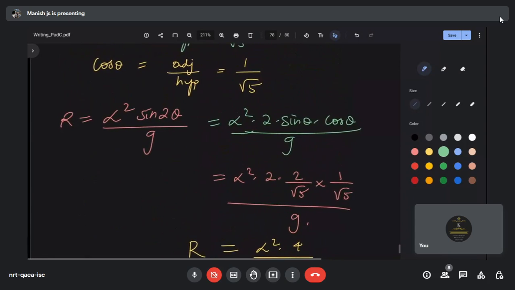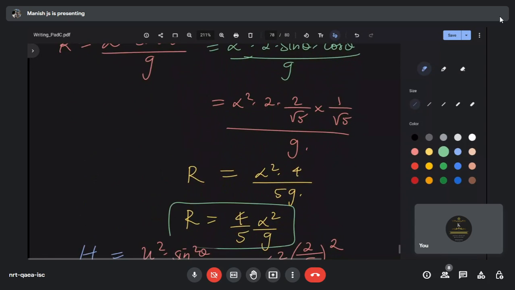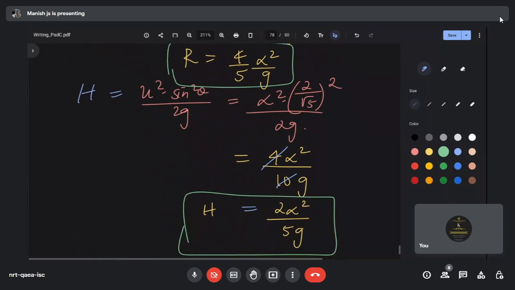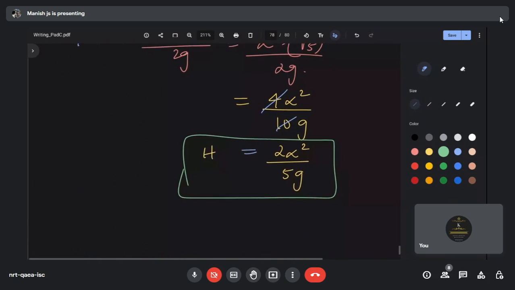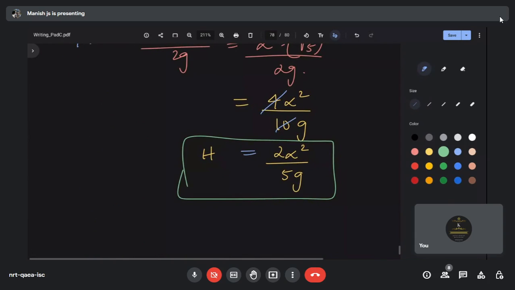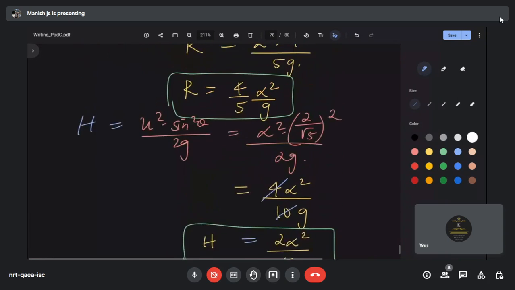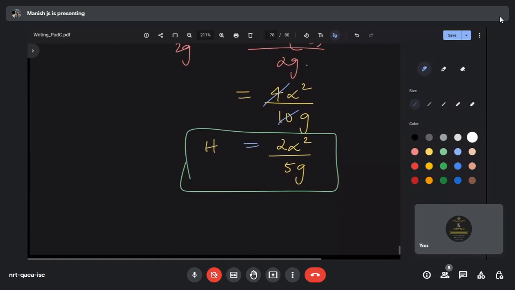So in this way you can get the relationships for both horizontal range and maximum height. For both we try to establish the relationships. Okay, so we are going to the next one. The next model we will see. Next is the vector application. Next question, question number 6.